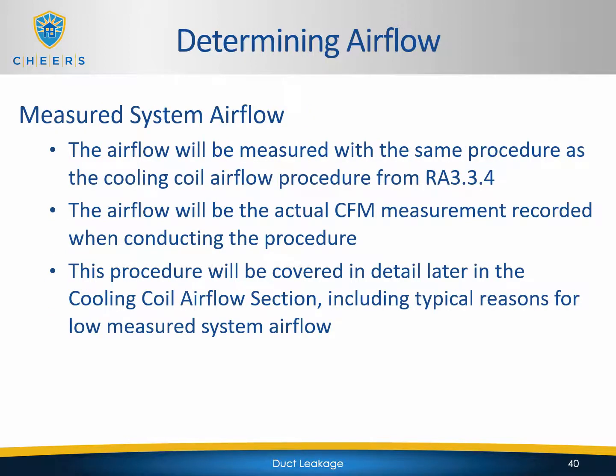And the last method is the measured system airflow. So this one can be used anytime you can actually measure the airflow of the system with one of the devices that we'll talk about a little bit later in the adequate airflow section. So the airflow will be measured with those same procedures that you'll be using for adequate airflow, and that's found in RA 3.3.4. The airflow will be the actual CFM measurement that's recorded when conducting that procedure. And again, we will be covering that later in detail, the different types of equipment that you can use, as well as how you will collect that data.